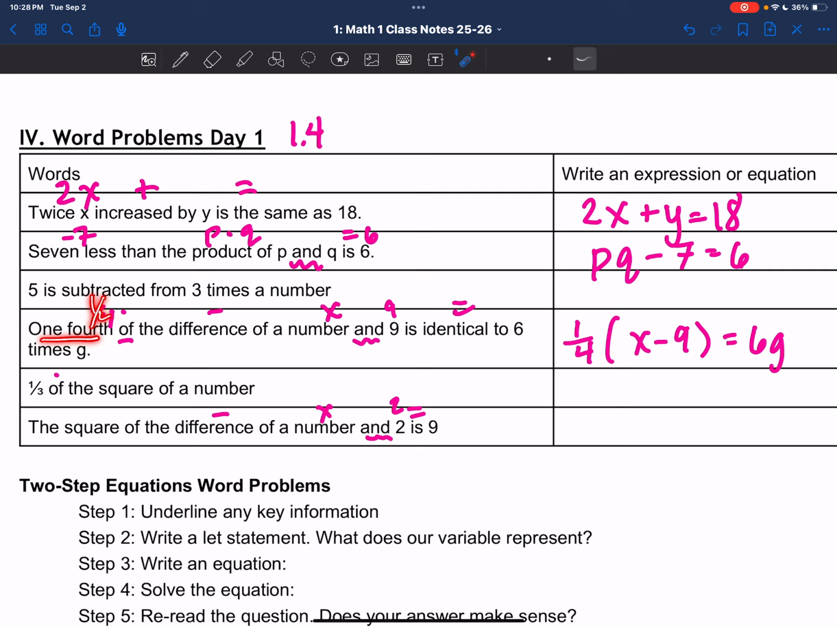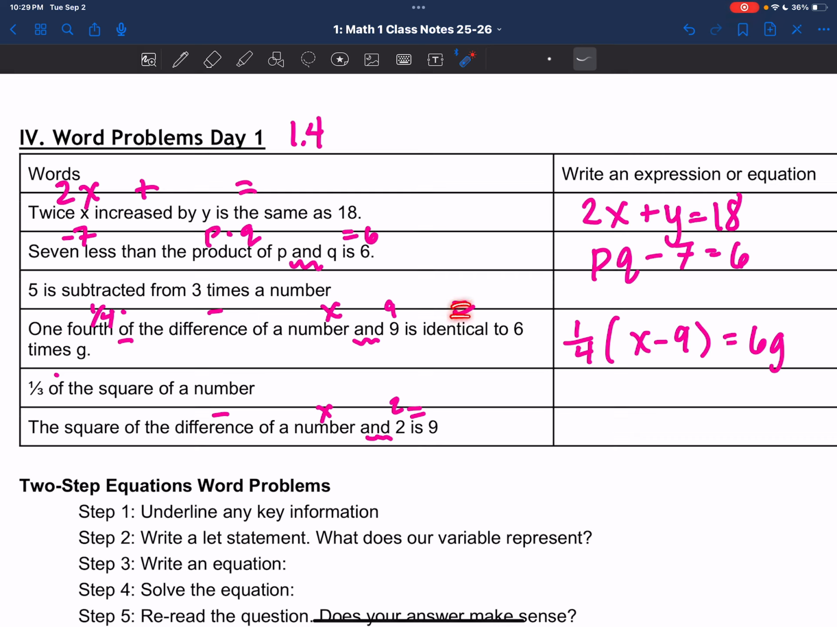1/4 of, when you see of, you're going to multiply. So it's 1/4 times the difference. So this is important because we need to put all of this because it's 1/4 of the difference of a number and 9. So we're going to put all of this in parentheses because it's 1/4 times all of that. And again, the difference goes right here where that and sign is.